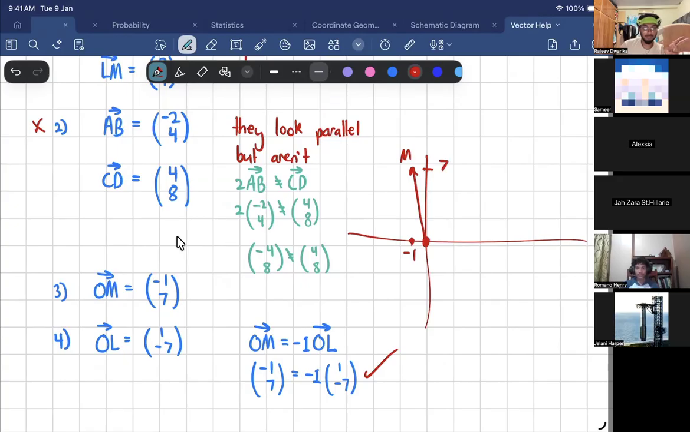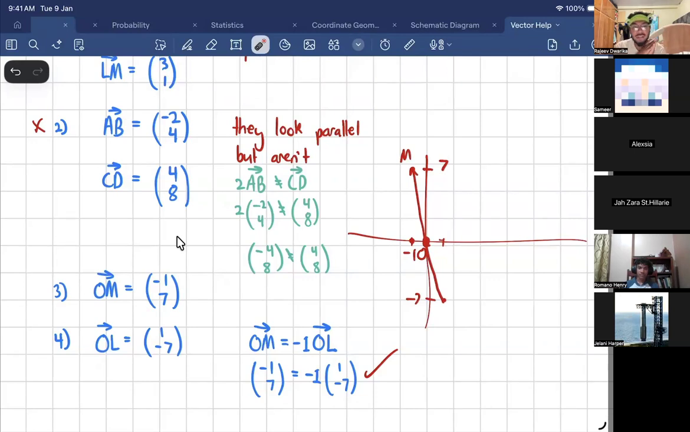Everybody understand now? Okay. And then O to L. This is O. We go one here and then 7 down. It kind of looks like these two vectors would actually be collinear and parallel. You can see what I mean. Watch, both of them are on the same line. So I tried to trick you guys, but yeah, these are parallel.